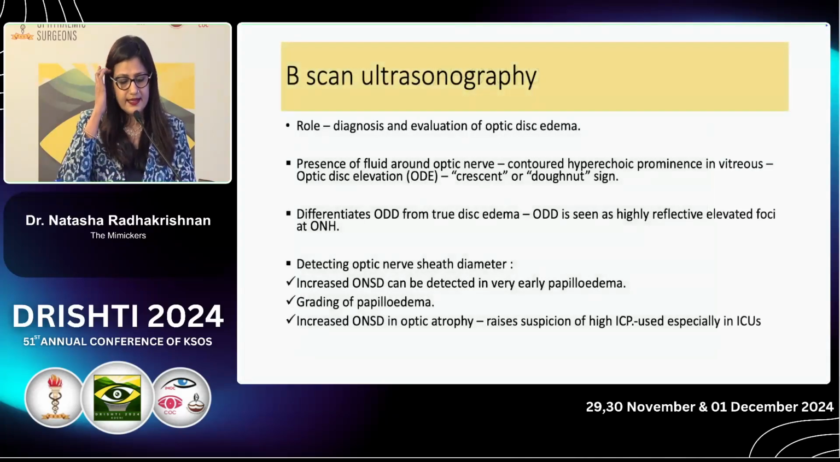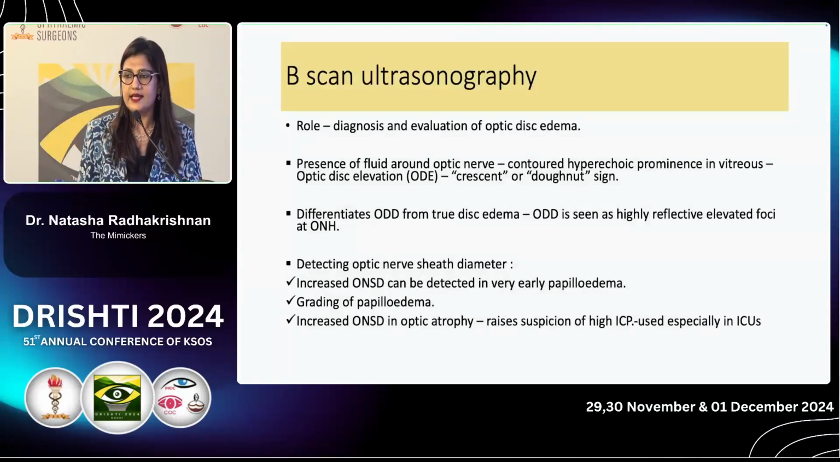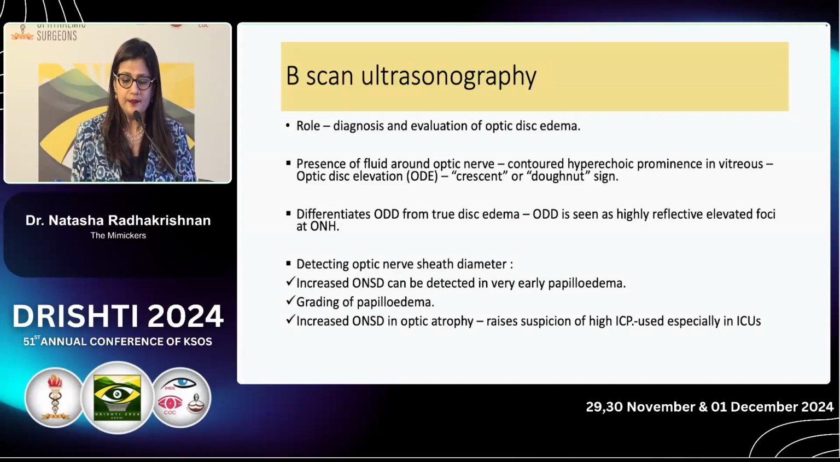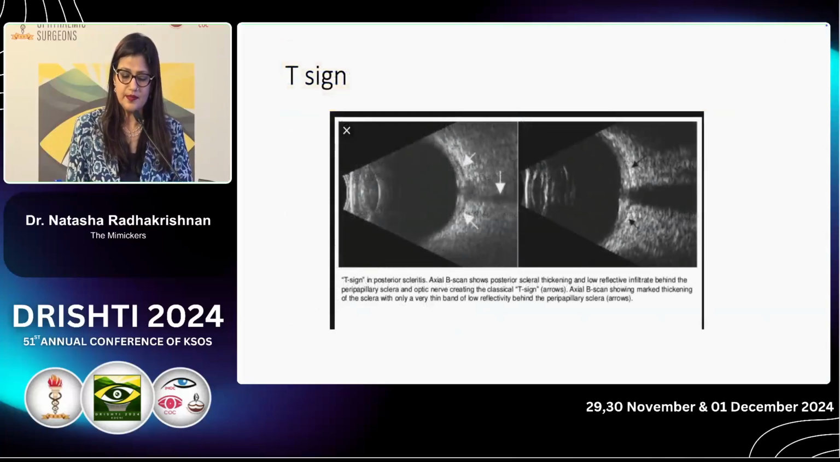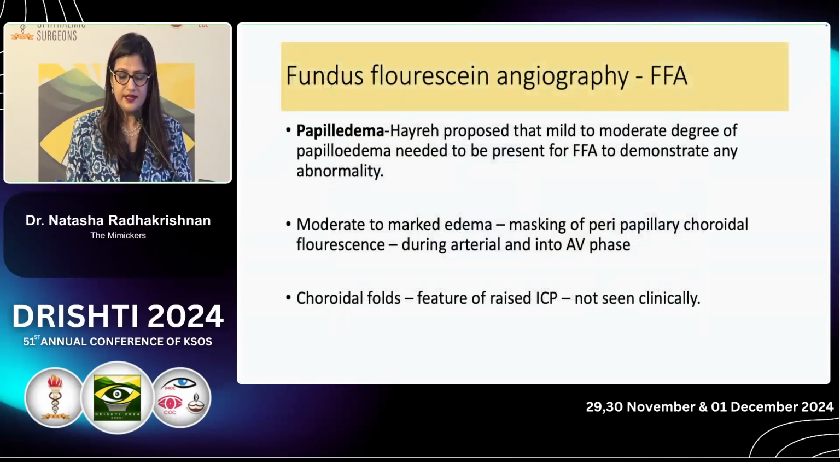The B scan is another important investigation. It can help us in drusen, which Dr. Sindhu had shown, because it will have a hyperreflectivity there with shadowing. Another thing that it helps us in differentiating is the T sign that comes in posterior scleritis. Along with the disc edema, you would be able to see the T sign, and also you can see the elevated disc in the center. So both ways it helps us in differentiating.